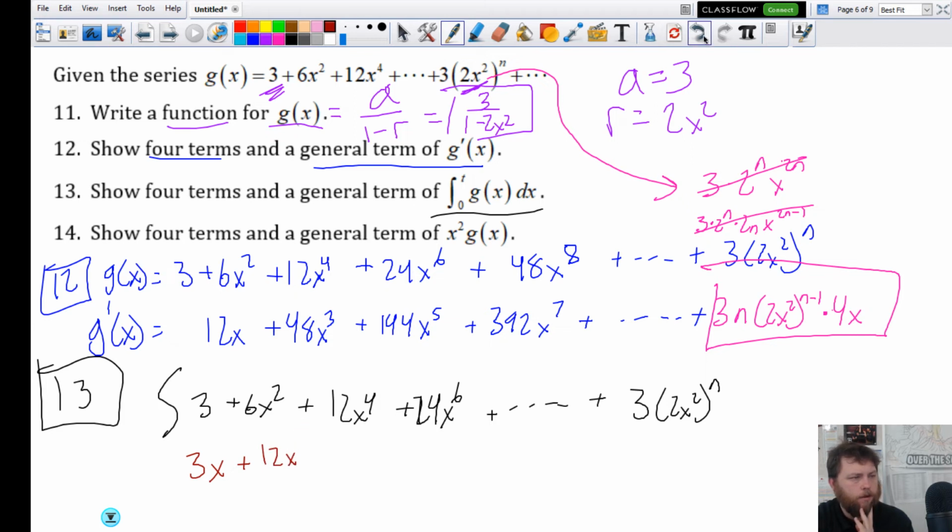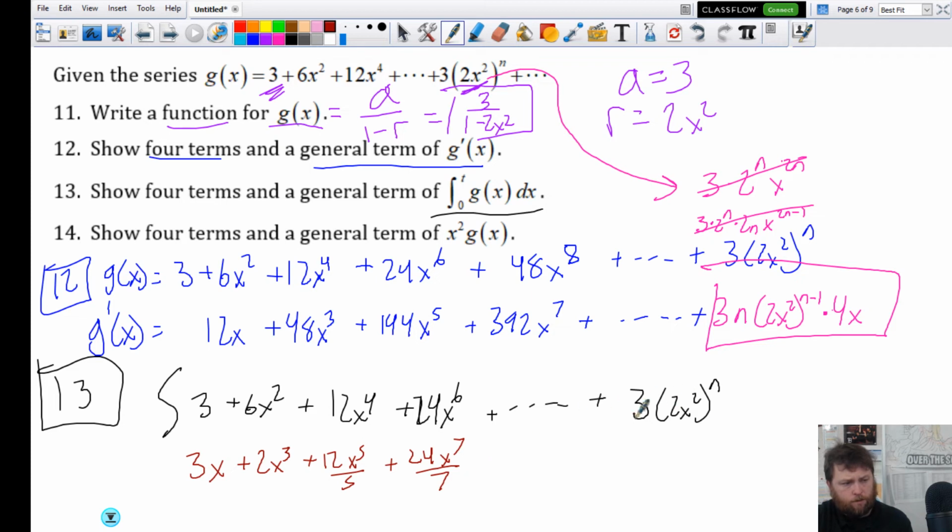Oh no, I don't even know what I'm doing. So it becomes 6x cubed over 3, which is 2x cubed. This becomes 12x to the 5th over 5. This becomes 24x to the 7th over 7. All right. So integrating this, and that's the first 4 terms.